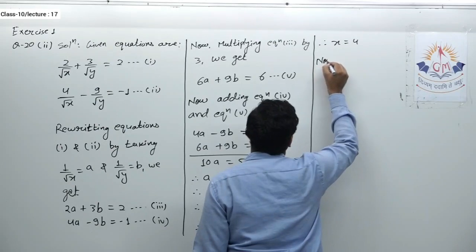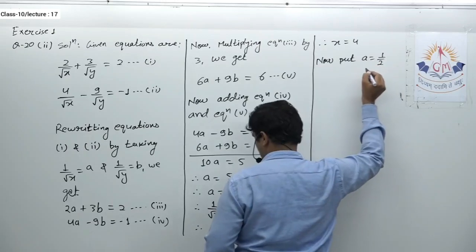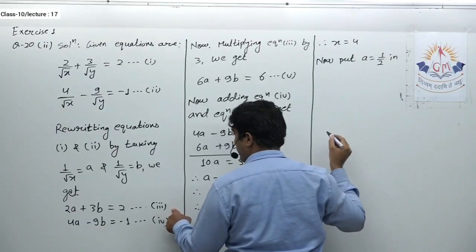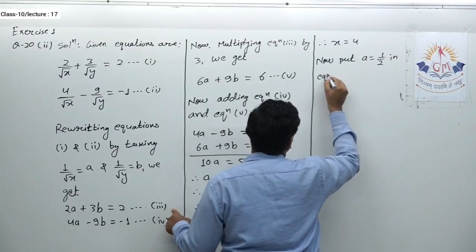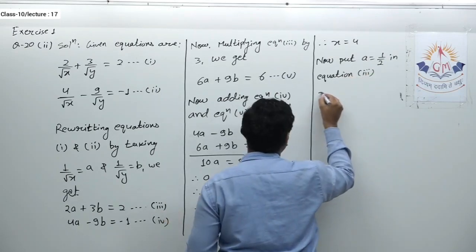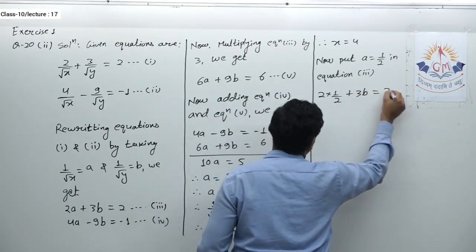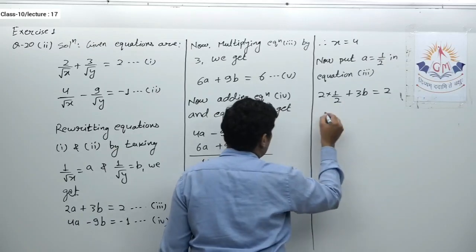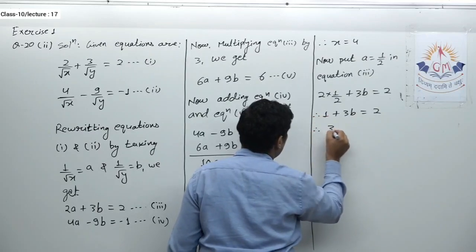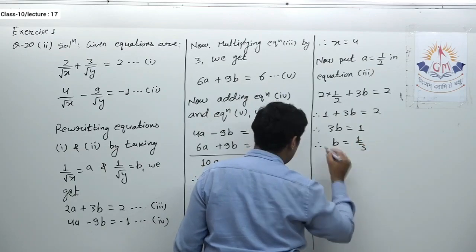So here now put a is equal to 1 by 2 in equation 3. So 2 into 1 upon 2 plus 3b is equal to 2. So 1 plus 3b is equal to 2. Therefore, 3b is equal to 1. Therefore, b is equal to 1 by 3.